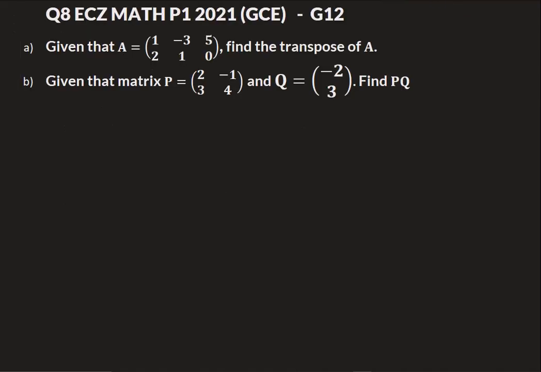Let's look at another question here, which asks us to find the transpose of A and find PQ. In this scenario, it's easier for me to change each row into a column because there are just 2 rows whilst there are 3 columns. So in my mind, I'll quickly do that change, and the transpose of matrix A is going to be 1, -3, and 5, 2, 1, 0. You can see the first row has become the first column, the second row has become the second column.